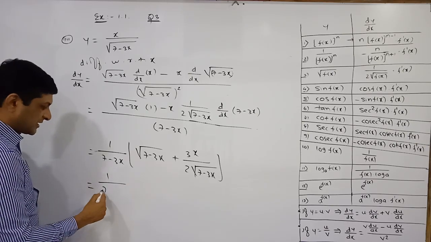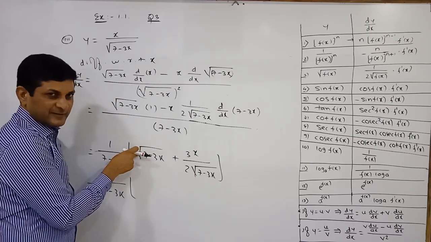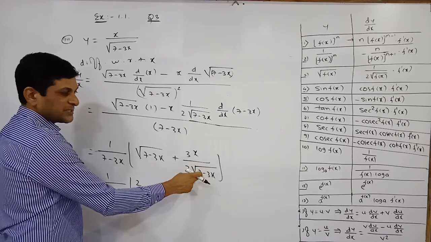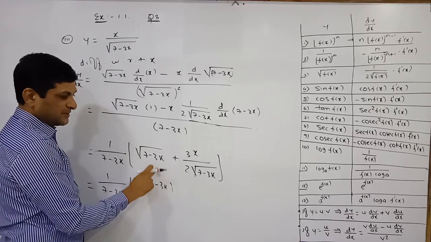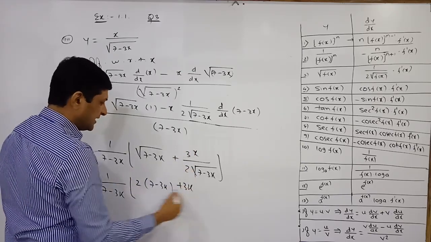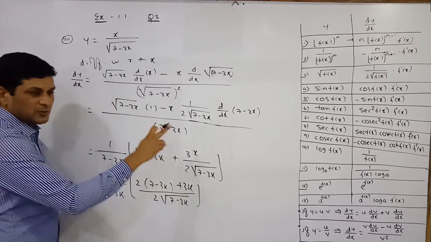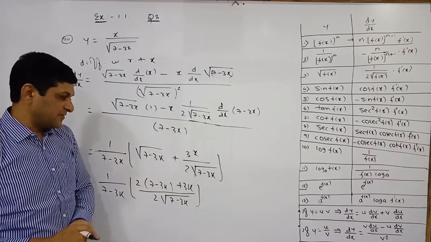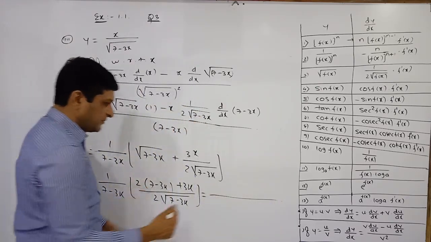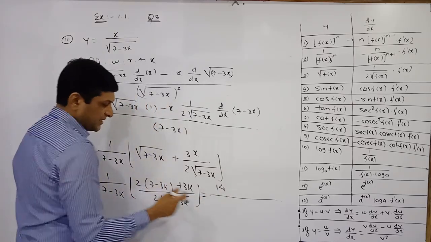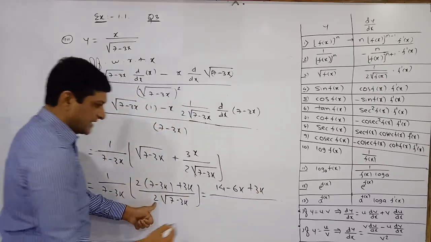Let us see what we'll get if we take the cross multiplication. So 2 under root 7 minus 3x into under root 7 minus 3x. Keep this 2 as it is. Under root 7 minus 3x into root 7 minus 3x will be equal to 7 minus 3x. And here nothing is there, means 1 is there. 1 into 3x will be equal to 3x, divided by 2 under root 7 minus 3x. Just simply we have taken cross multiplication here. Let us simplify the numerator first. See in the numerator what we are getting. So 2 into 7 will be equal to 14, and 2 into minus 3x will be minus 6x, and plus 3x, keep it as it is. And in the denominator keep this 2 as it is.